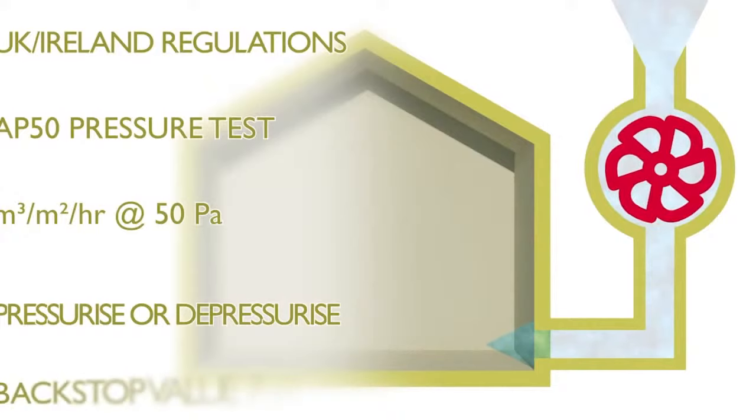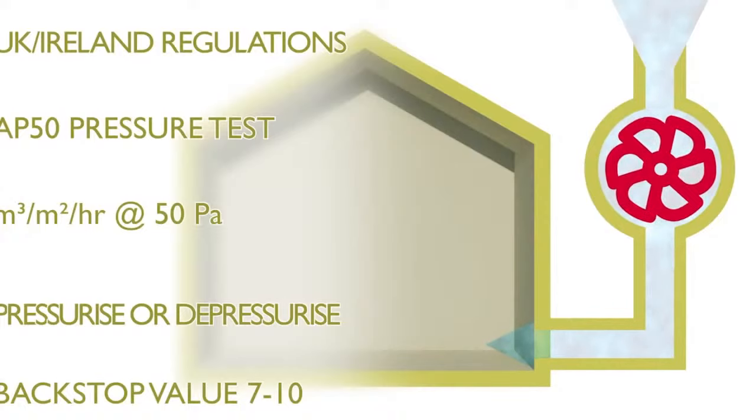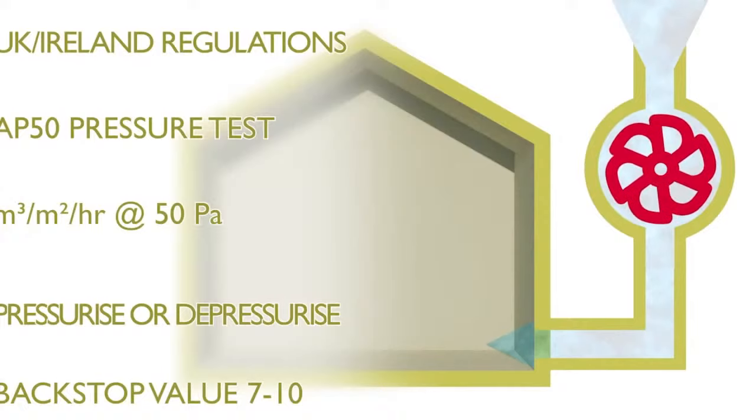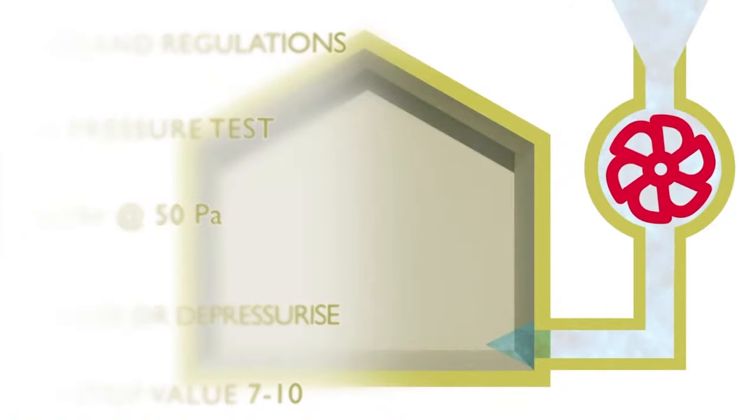The backstop value for this is 10 metres cubed per metre squared per hour in England, Wales and Northern Ireland. In Scotland and the Republic of Ireland, the preferred or reasonable limit is set at 7, and while it's theoretically possible to comply with a higher value, the necessary trade-offs will generally be unacceptable.